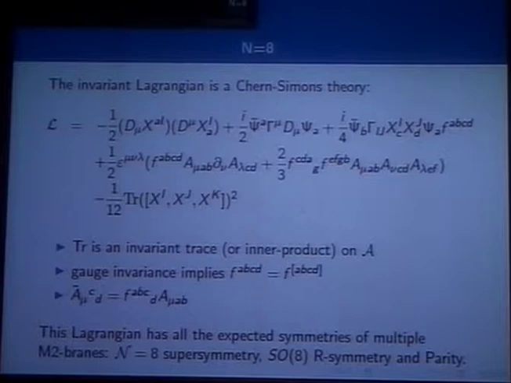So here's the good news. Lo and behold, here you have a Lagrangian which has all the expected symmetries. It's got N equals 8 supersymmetry, 16 supercharges, an SO8 R symmetry, and indeed it does have parity symmetry in it, which was a problem. So that was worth a beer.